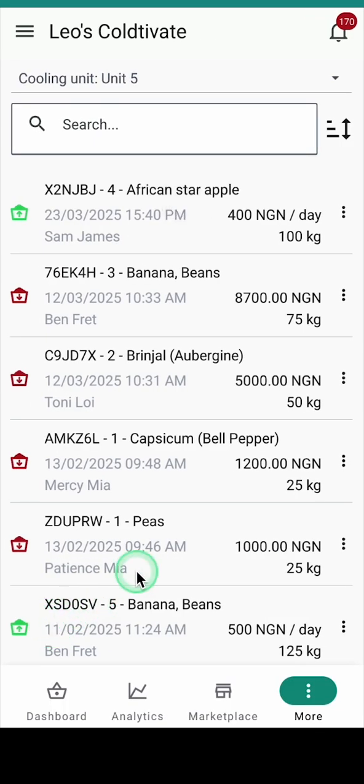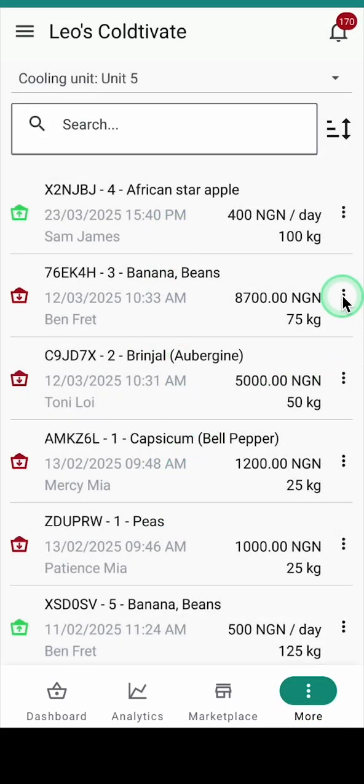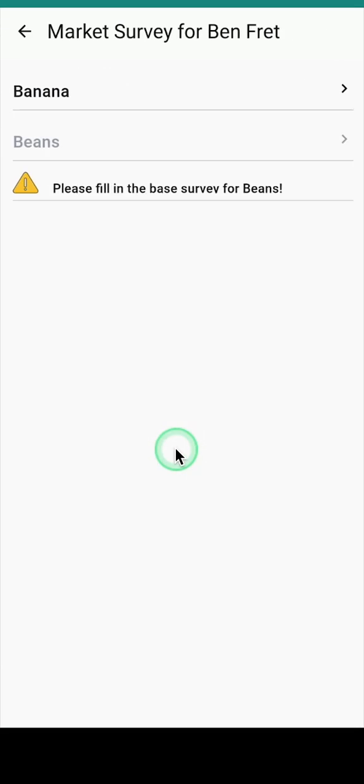Now, last thing that I want to show you is that you can access those market surveys also from the history page. So here we are under history, right? More history. This is where we are. And when you click here on the 3 dots, you will see that for some checkouts, the option of filling in market survey is active. So it's clickable. That's what we do now.